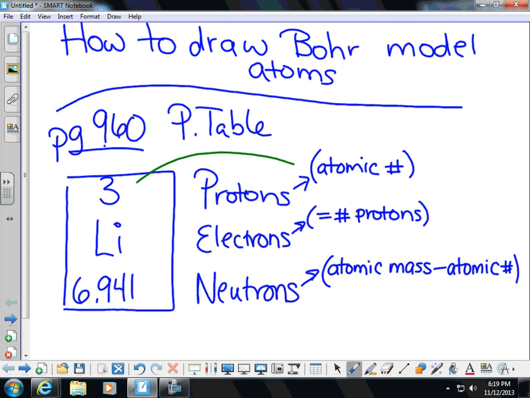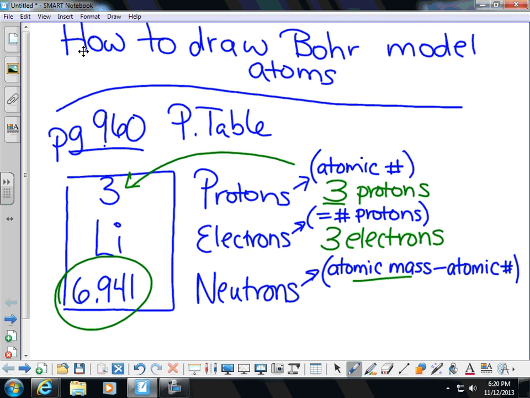So the number of protons, we look at the atomic number, and that gives us 3 protons. Electrons, we look at the number of protons, and that tells us we have 3 electrons. And the number of neutrons, take the atomic mass, which is 6.941. We round that to the nearest whole number. Look at that first digit after the decimal, and if it's a 5 or higher, we know we need to round up. In this case, it's a 9, so we're going to round that 6 up to a 7. So we say atomic mass minus the atomic number, which again is 3. 7 minus 3 equals 4 neutrons.